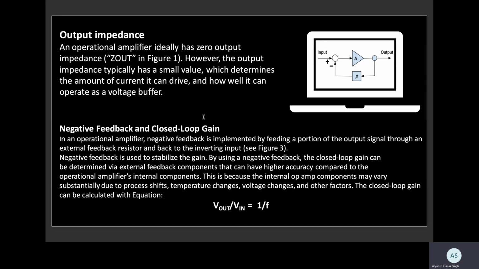Output impedance. An operational amplifier ideally has zero output impedance. However, the output impedance typically has a small value, which determines the amount of current it can drive and how well it can operate as a voltage buffer.